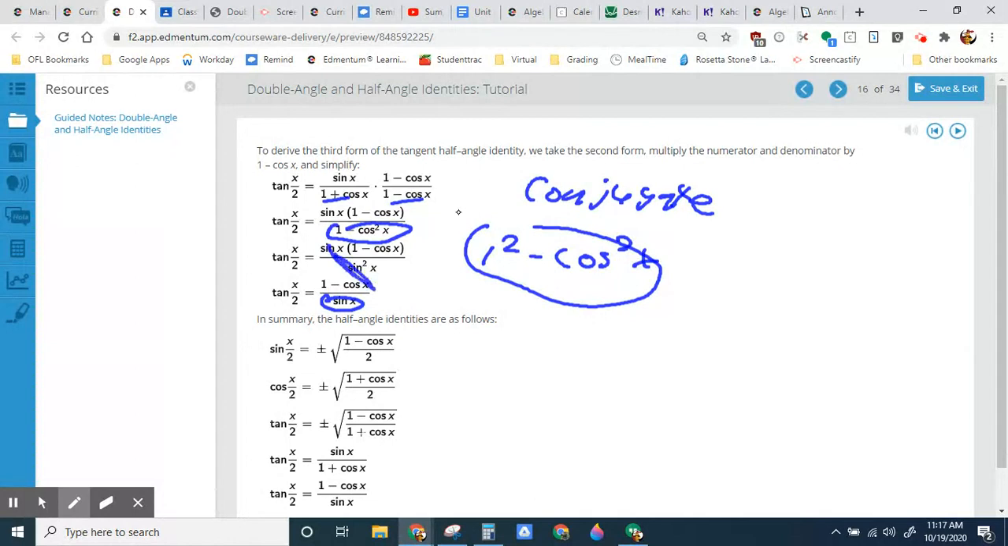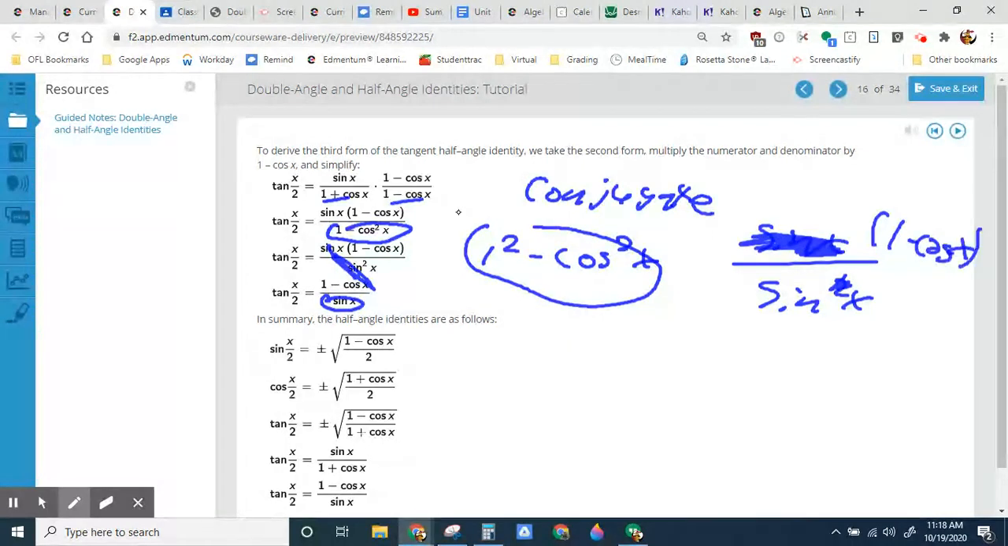Oh, and this sine cancels out. Basically what's happening is we have sine x, and then we have sine squared x. So this cancels out with this. They just never explained that fact. And we're still left with the conjugate up here. And that's how you get the third formula.